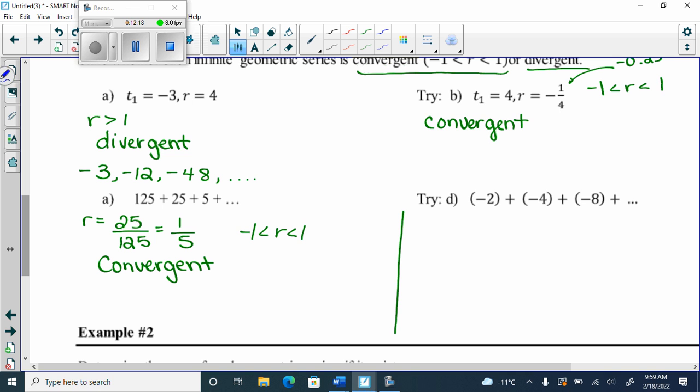Okay. This one. R is negative 4 divided by negative 2. What's that? 2. You can also look at this and you go negative 2 plus negative 4 plus negative 8. It's going to keep getting bigger and bigger and bigger negative, correct? So we know our r is greater than 1, sorry, in this case. So it is divergent. What's it going to get closer and closer to? Negative infinity, yeah.